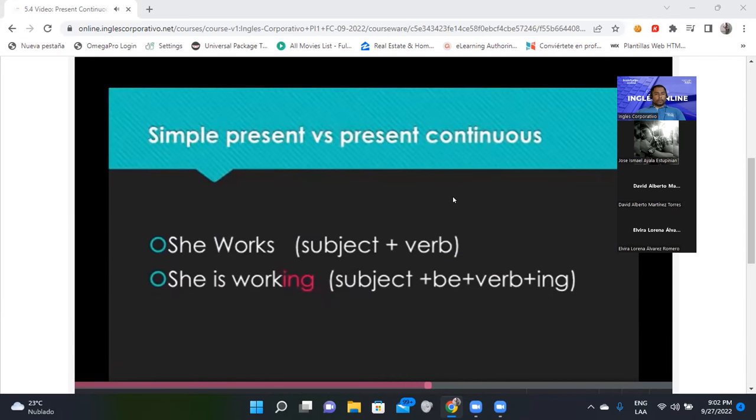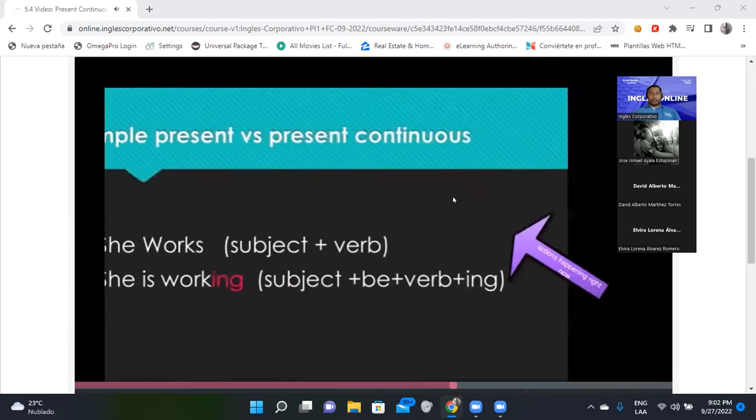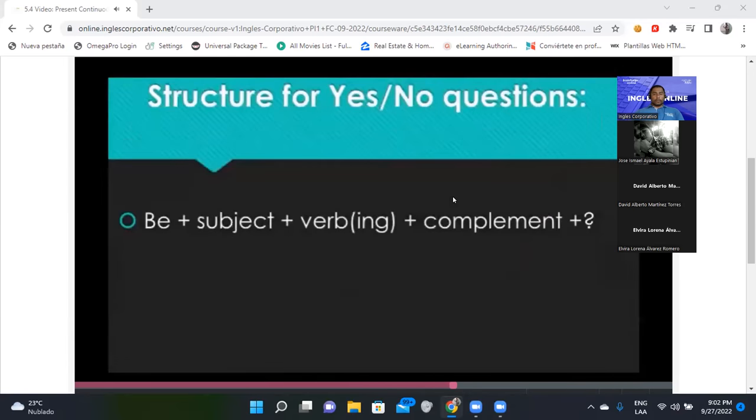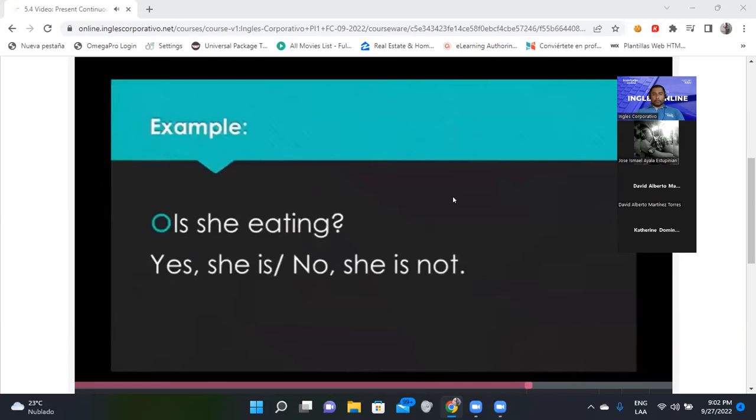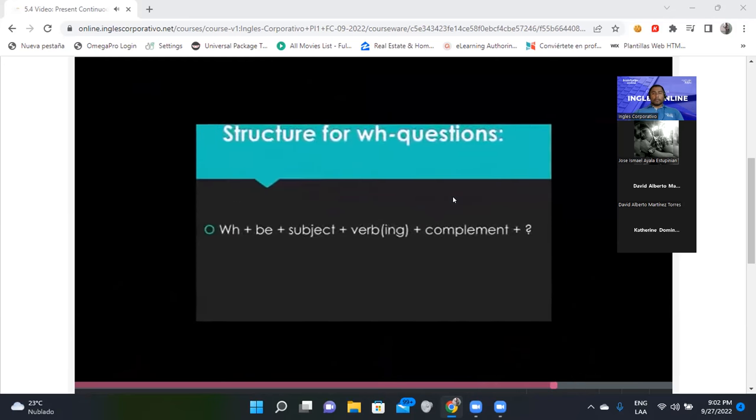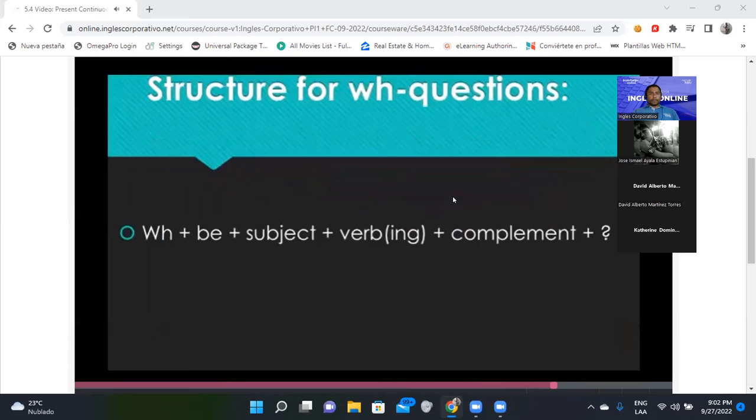Again, it is important for you to recall the difference between these two tenses. Remember, the simple present is used for habitual actions, and present continuous is for actions that are happening right now. This is how we ask yes/no questions in present continuous: be plus subject plus verb-ing plus complement plus question mark. Read the example with me. Is she eating? Yes, she is. No, she's not.